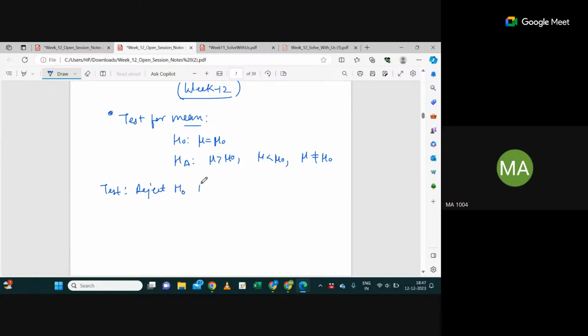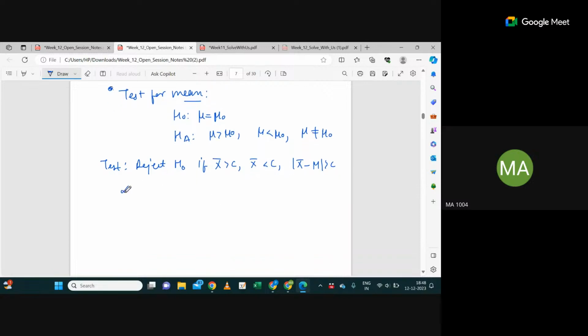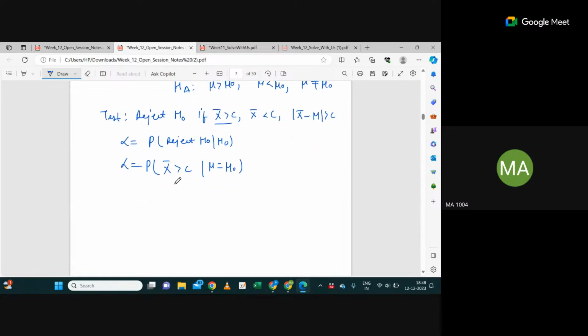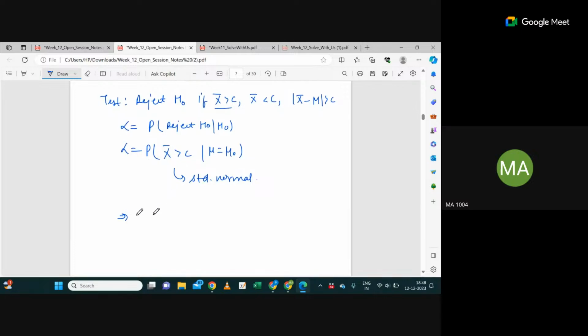I will reject H naught if x bar is greater than some c, or x bar is less than some c, or if it's two-sided, I will say x bar minus mu is greater than some c, accordingly. Now, this is something we have done. We will start with alpha, the probability of rejecting H naught given that H naught is true. Taking the first one, mu is equal to mu naught. We have to convert to standard normal from here, and accordingly, in the end, we will find the value of c.